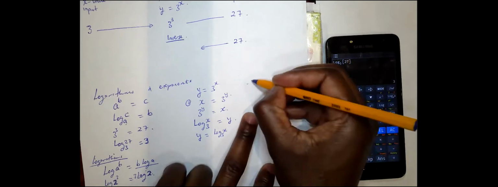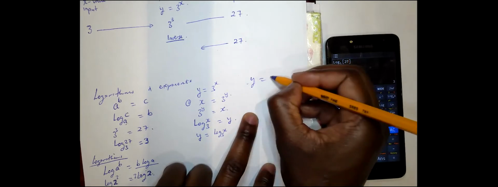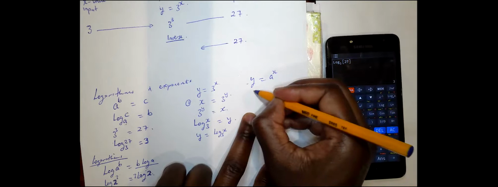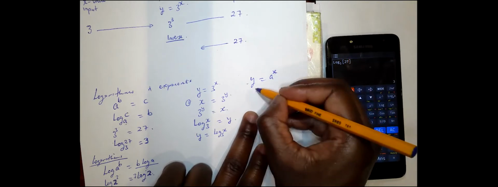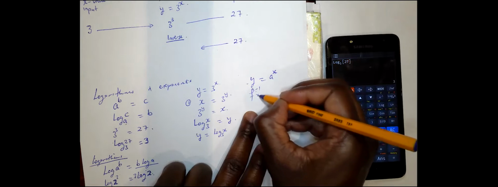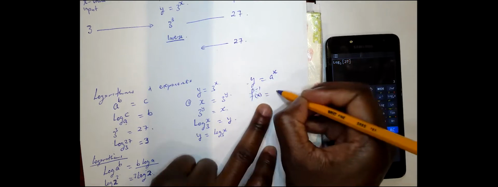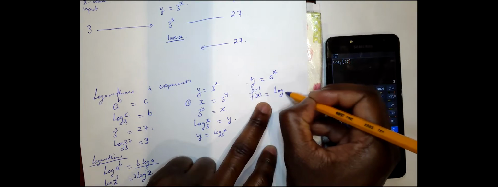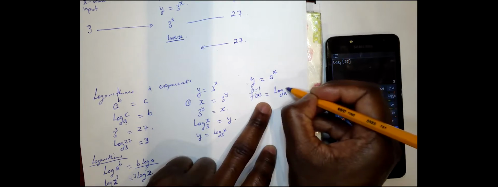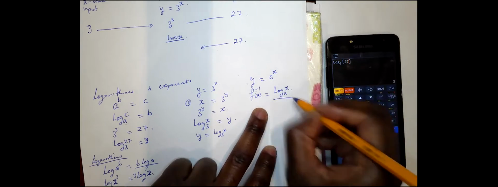So if we are dealing with the general equation here, y equal to a to the power of x, the inverse in this case, f of negative 1 x, should be equal to log base a of x. That's what you must know, okay?